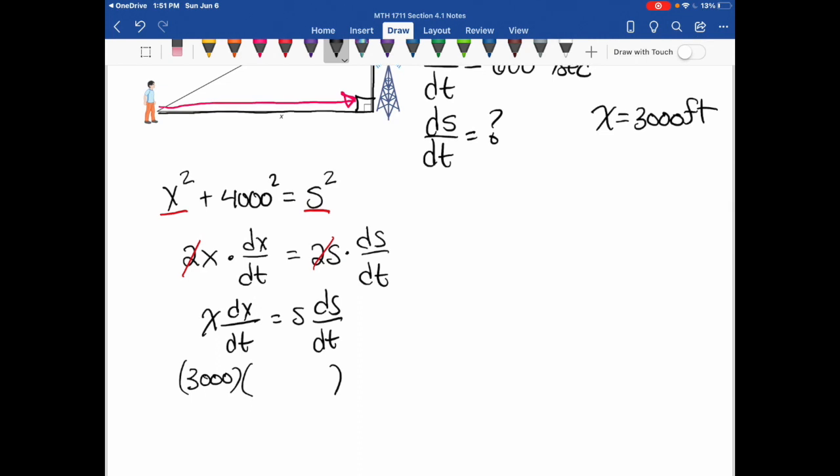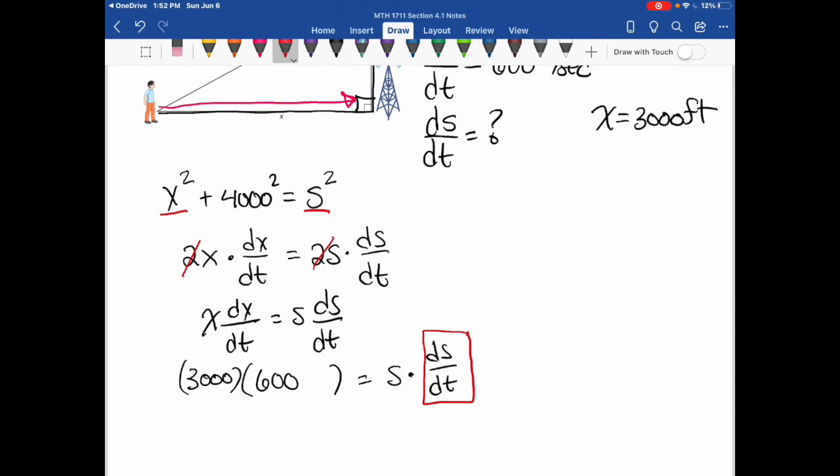We know that dx/dt is 600 feet per second. We know that because it was given to us. It is equal to s times ds/dt. Now here's the thing, we're looking for ds/dt, so I'm going to highlight this. In order to find ds/dt, I need to plug in a value for s as well.